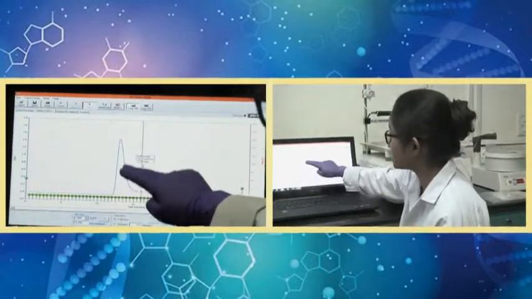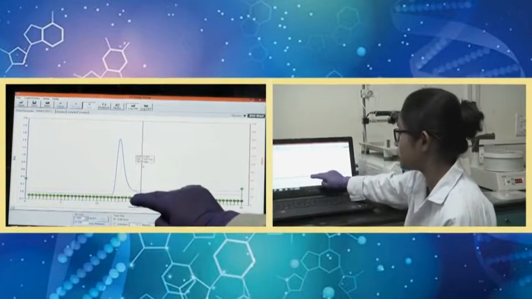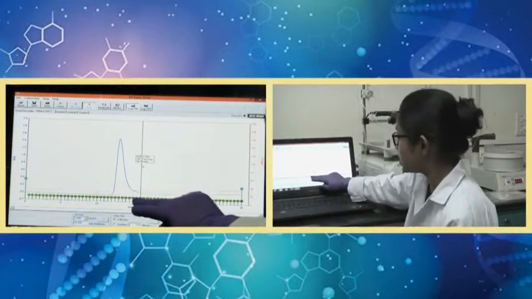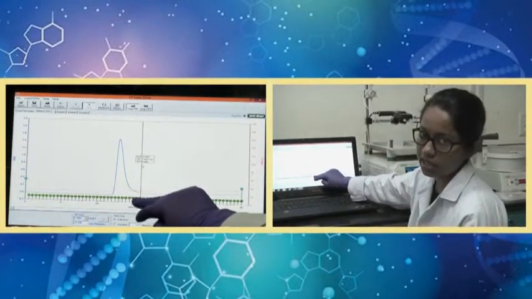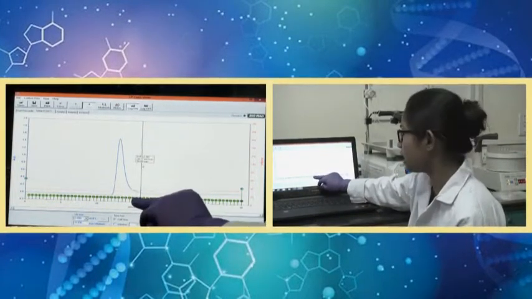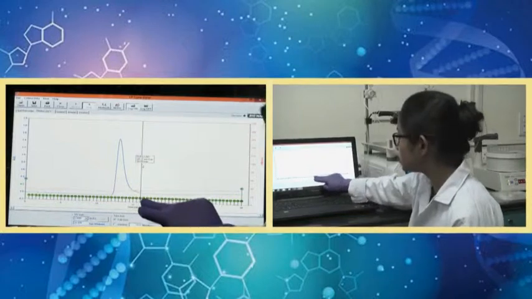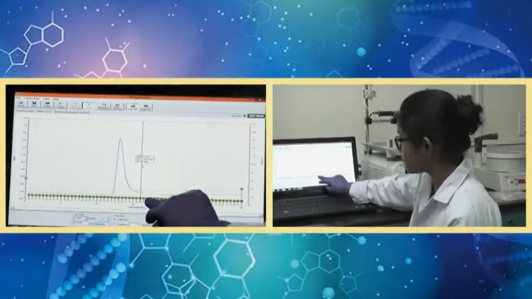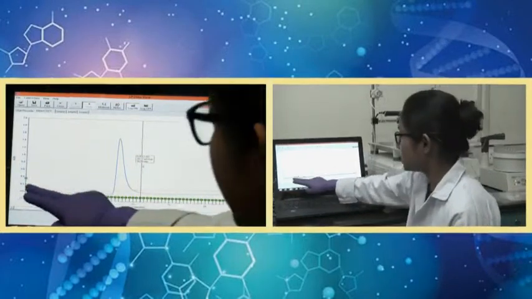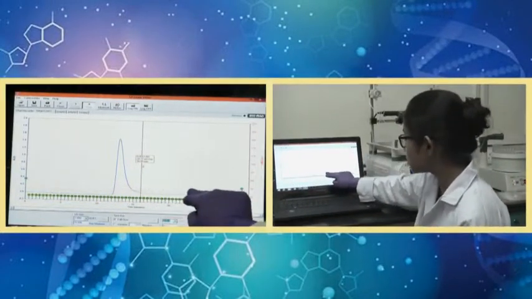Now, whenever you see a spike at that 280 nanometer, it means that these fractions actually contain some protein. In our case, it is our own protein of interest which has a 6x His tag. And now you collect these fractions and run them in SDS-PAGE to check the purity of your protein. The red line denotes the conductance of the solution.